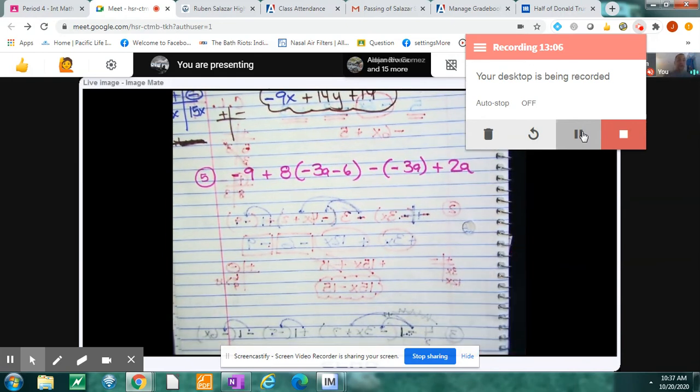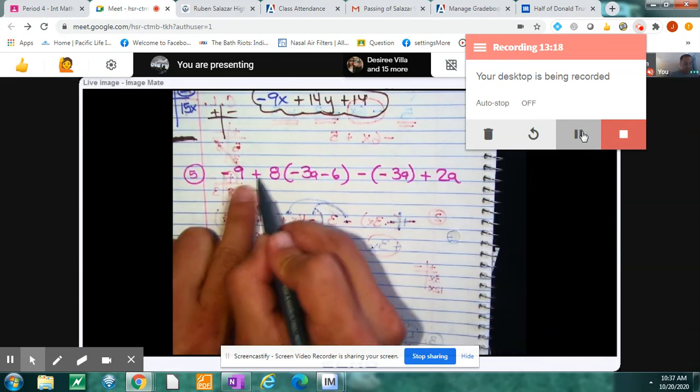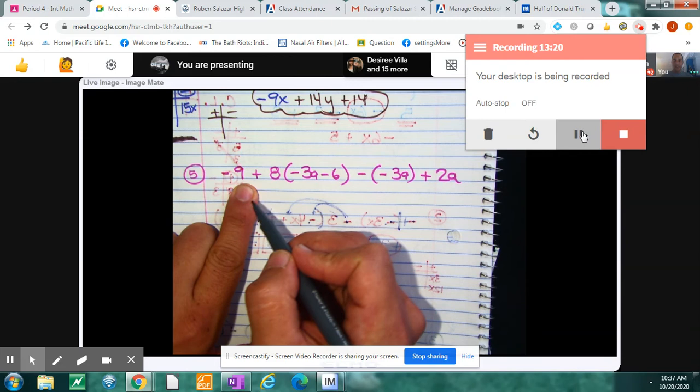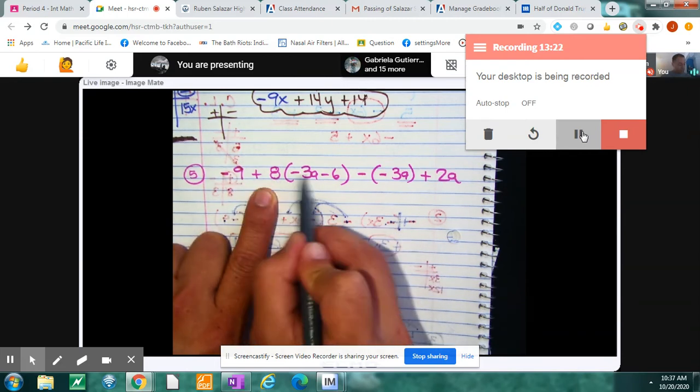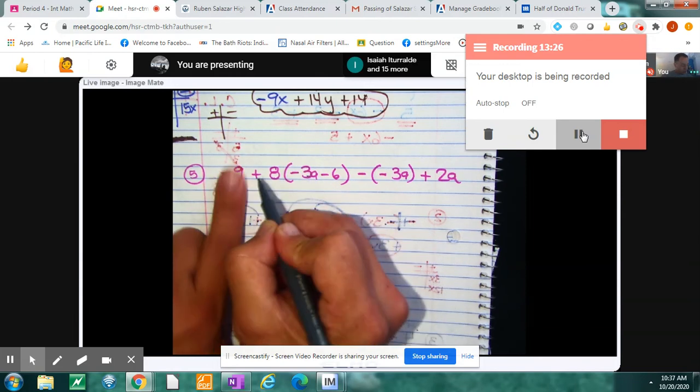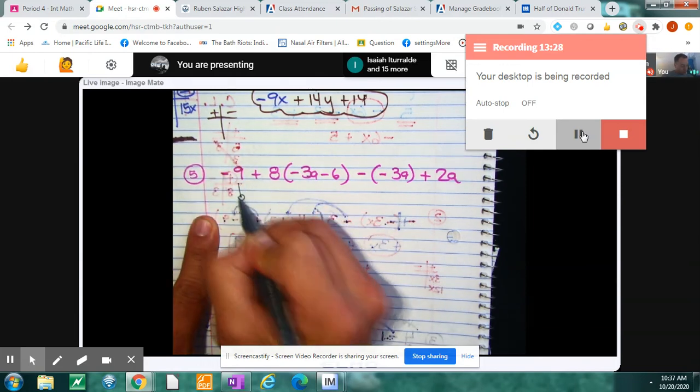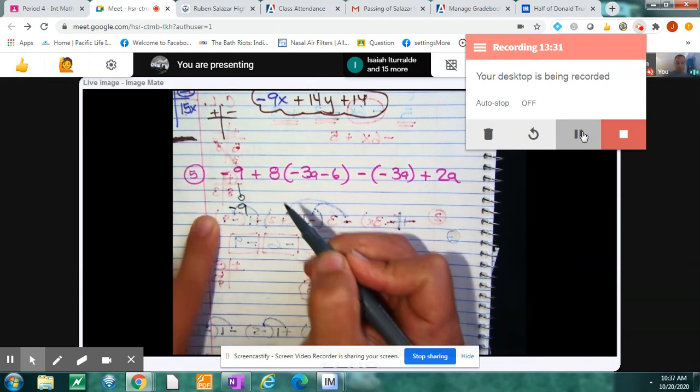So remember, you got to look for your distributive property, your multiplication. So what do I do first? So I read it. Negative 9 plus 8. A lot of kids want to do that. No, there's 8 times all this. There's a multiplication, parentheses. So drop down the negative 9. Just drop it down so you don't have to worry about it.